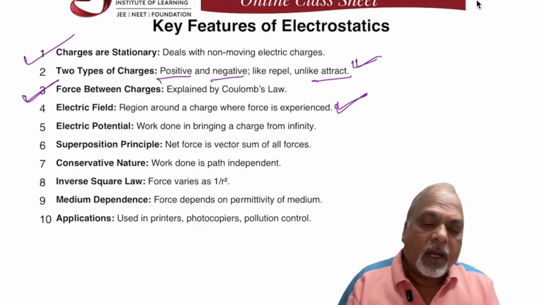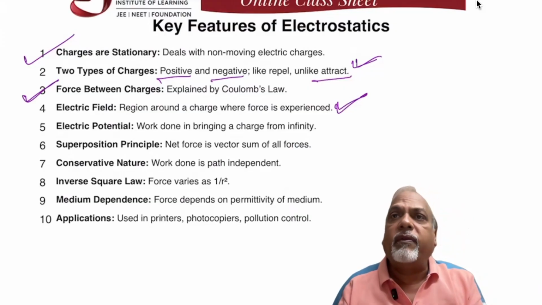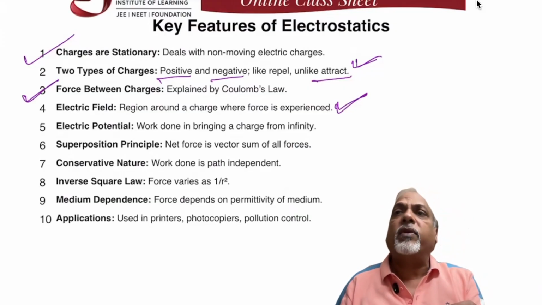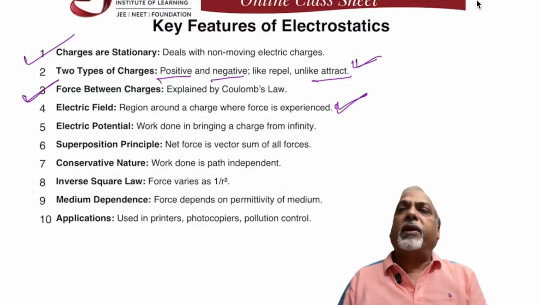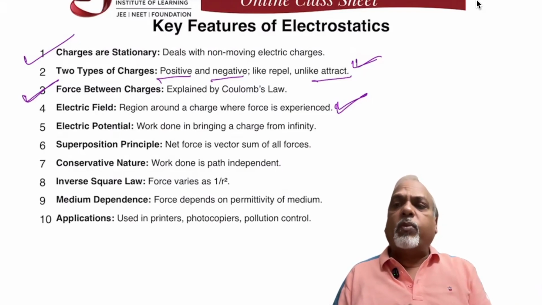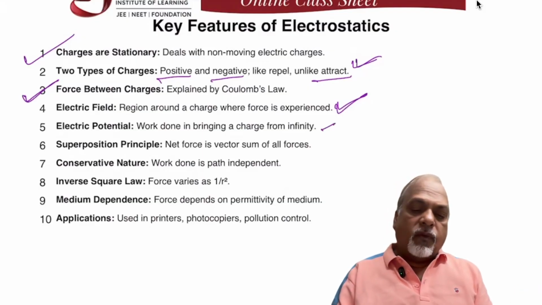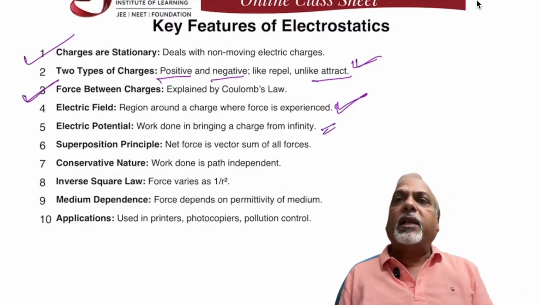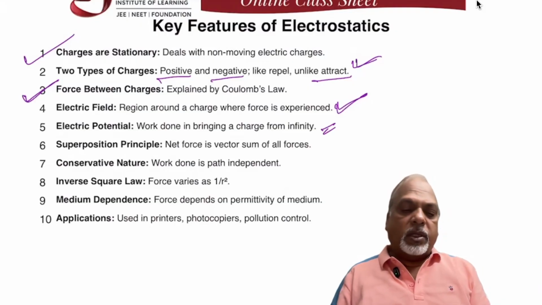Because of that we define electric field, the region around a charge where force is experienced. Correct? Then what is electric potential? Basically, work done in bringing a charge from away. All these things we will study in detail in the subsequent chapters.